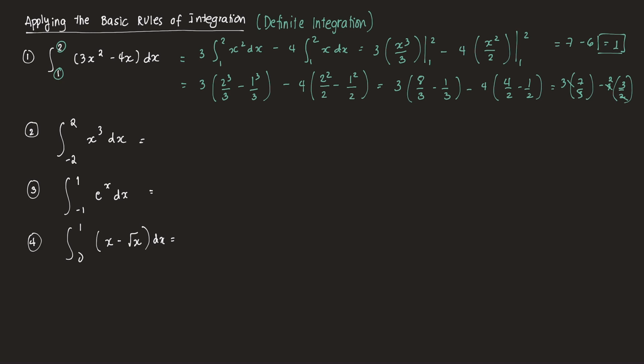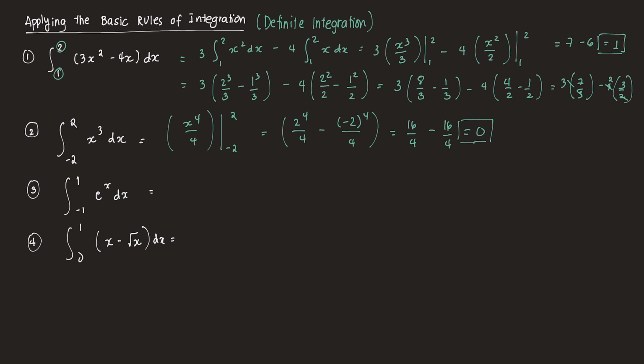Okay. Next, we have the integral from negative 2 to 2 of x cubed. The integral of that is just x raised to 4 all over 4, evaluated from negative 2 to 2. So we have 2 raised to 4 all over 4 minus negative 2 raised to 4 all over 4. So this one will be equal to 16 over 4 minus 16 over 4, because if we raise it to the 4th power, it will still be a positive number, and that's going to be equal to 0.